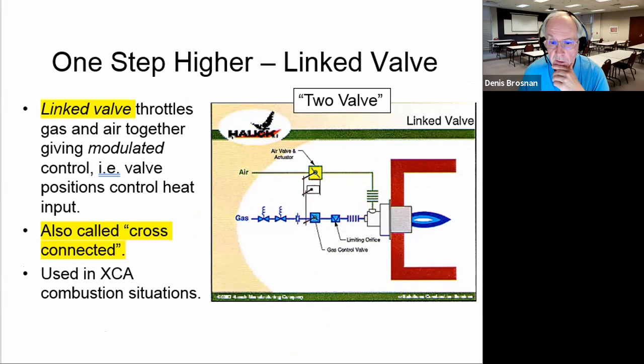If you go one step higher, we can link the air valve to the gas valve. Okay, so that means as we throttle up the air, we're going to throttle up the gas. And in that situation, even though we still have an excess air burner, remember that's the burner with the large opening on the side of the kiln wall, we've linked the air and the gas together, and it's a more modern approach to controlling an excess air burner.